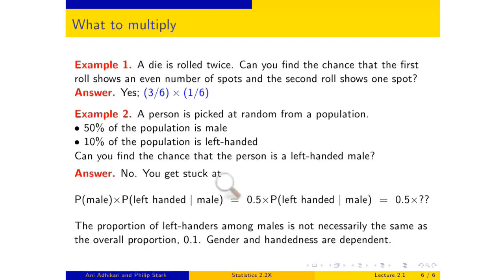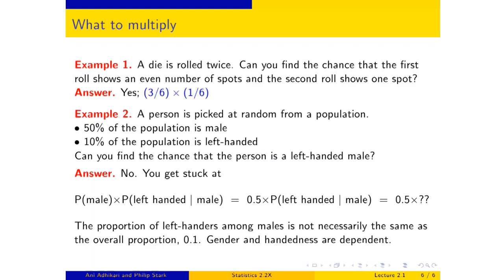And had you started the other way, 10% of the population is left-handed, so you start with a 0.1, then what do you have to multiply by? You have to multiply by the proportion of males among the left-handers. But you don't have that. So you are stuck. You actually need some measure of the dependence between these 2.